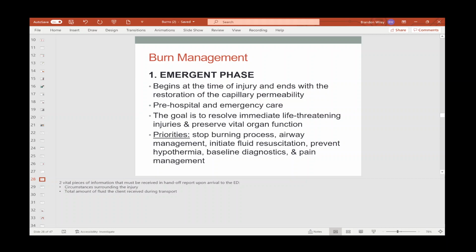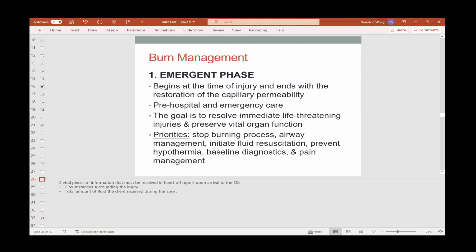So emergent, priority, stop the burn. Airway, breathing, circulation. Okay, you'll initiate an IV, because that's what we do in ABCDEF, right? We initiate IVs. You want all your baseline diagnostics. You need to know your pre-hospital history and care.